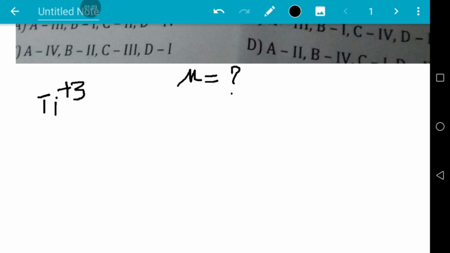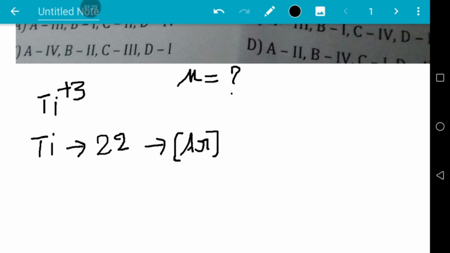Now titanium is a d-block element. Its atomic number is 22. If you write the configuration, argon is the noble gas, so argon's 18 electrons are completed. The remaining are 4s2 and 3d2. So this is the titanium configuration.